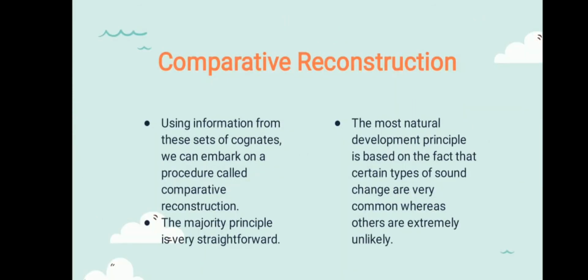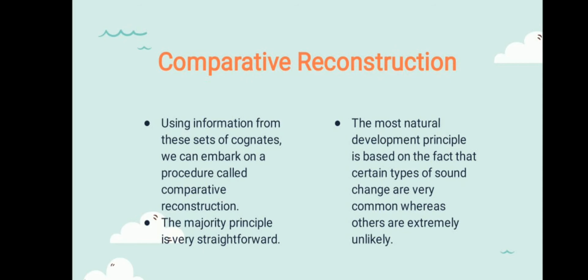Comparative reconstruction. Using information from these sets of cognates, we can embark on a procedure called comparative reconstruction. The aim of this procedure is to reconstruct what must have been the original or proto-form in the common ancestral language. The majority principle is very straightforward. If in a cognate set, three words begin with a p sound, and one word begins with a b sound, then our best guess is that the majority have retained the original sound, p.